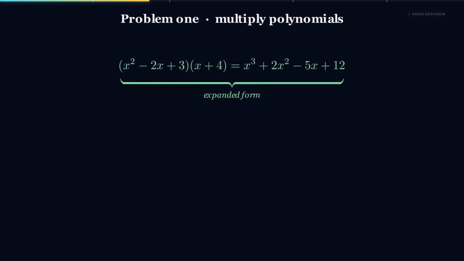Add the 2 rows term by term. The cubic stands alone. The x squared terms combine to give 2x squared. The x terms combine to give negative 5x. The constant is 12. The product is x cubed plus 2x squared minus 5x plus 12. One sweep of distribute, one sweep of combine, and the multiplication is done.